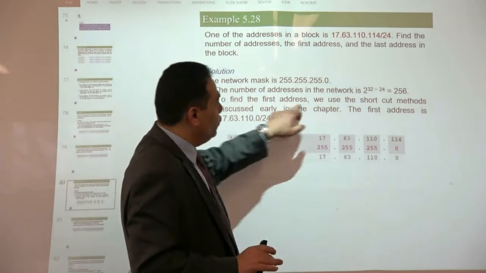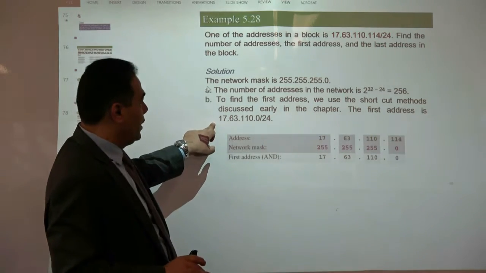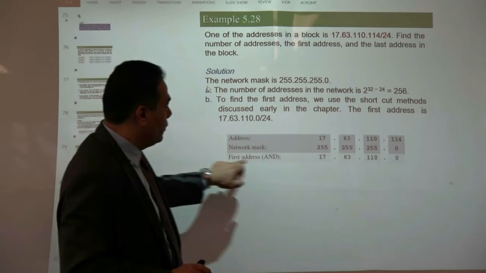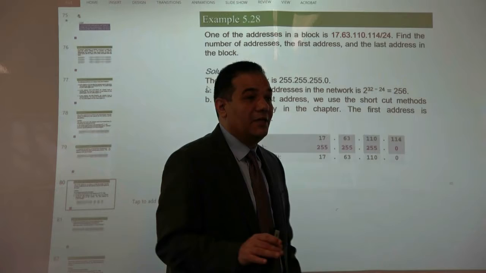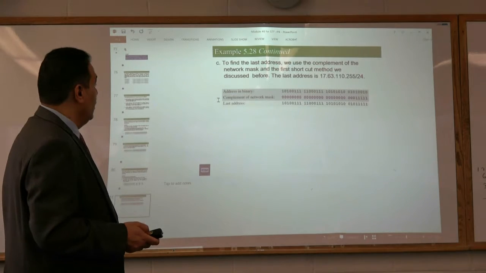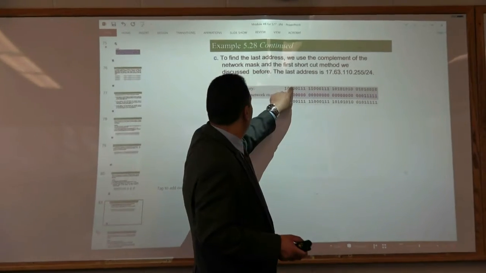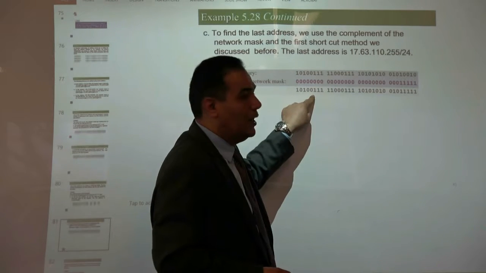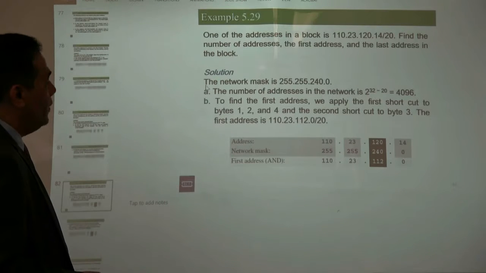To find the first address, we use the shortcut method discussed earlier in the chapter. This is the address, this is the network mask. What you have to do is AND them. So the first address would be 60.17.63.110.0. Very easy. You don't even need to do this because you could treat it as classful. To find the last address, you have the address and the complement of the network mask, and then you OR them, and you get the last address. Very simple procedure, okay?